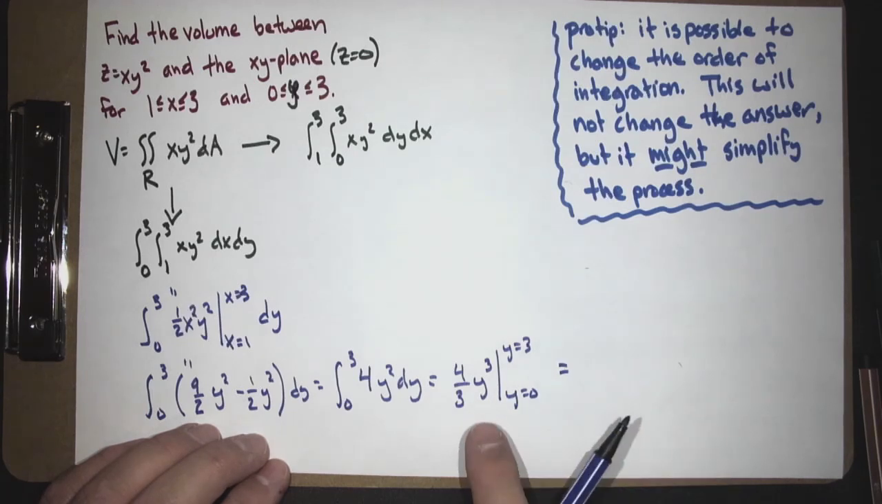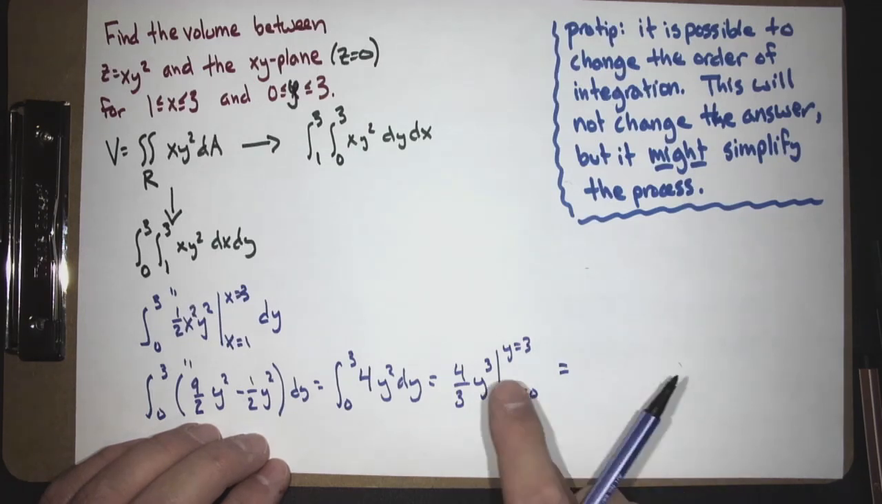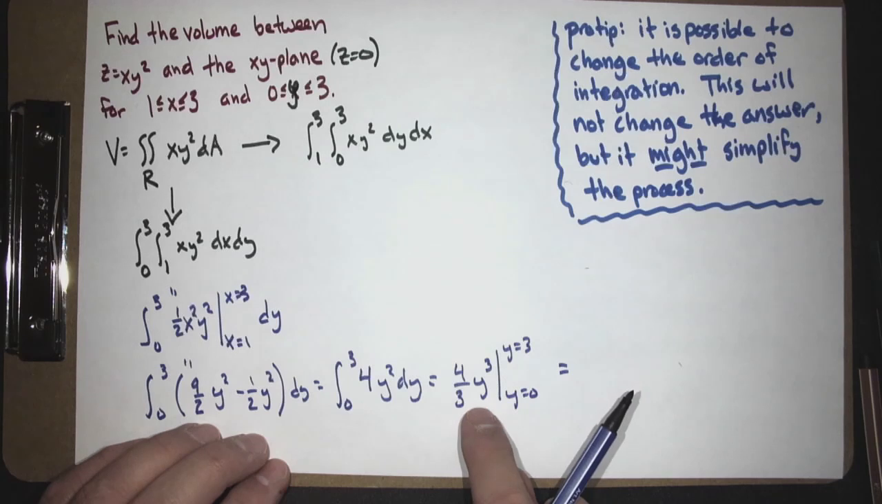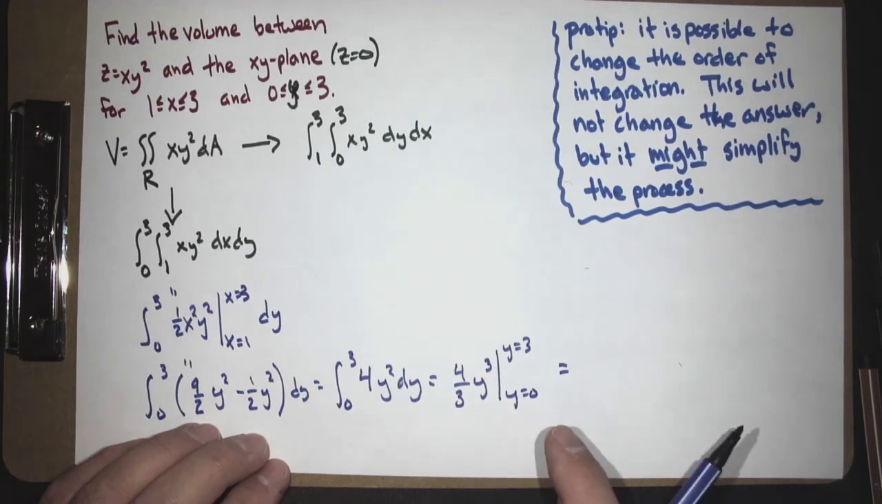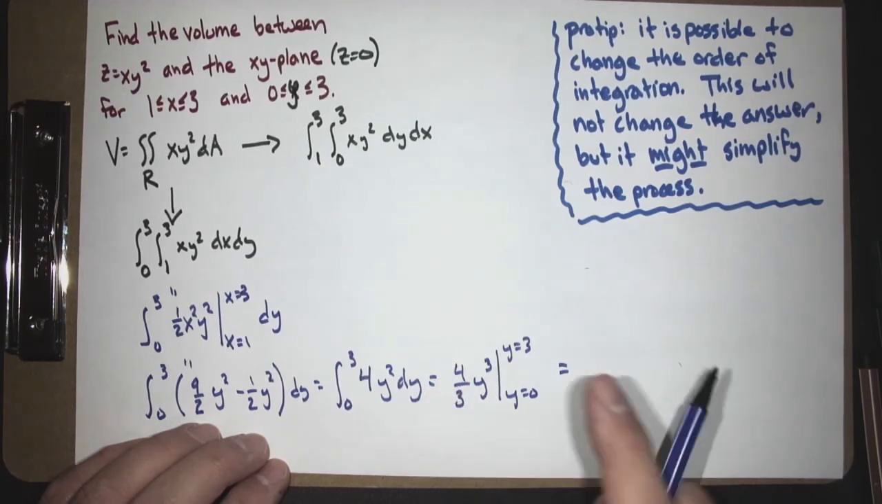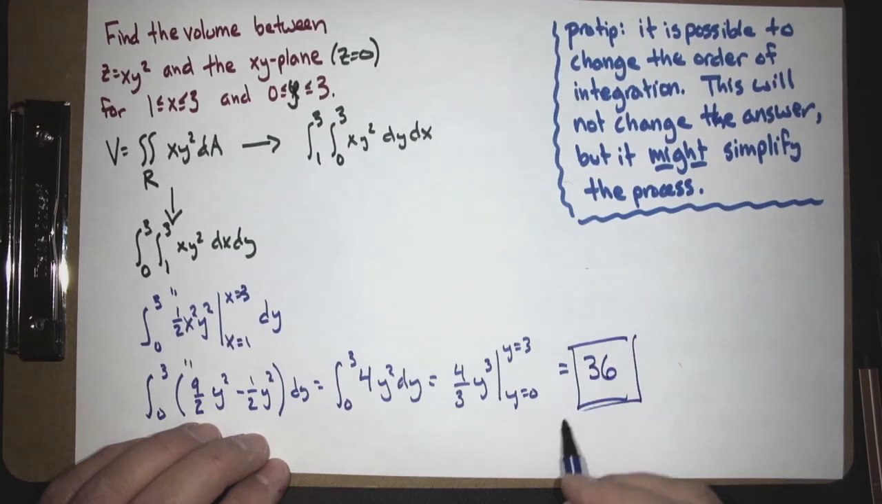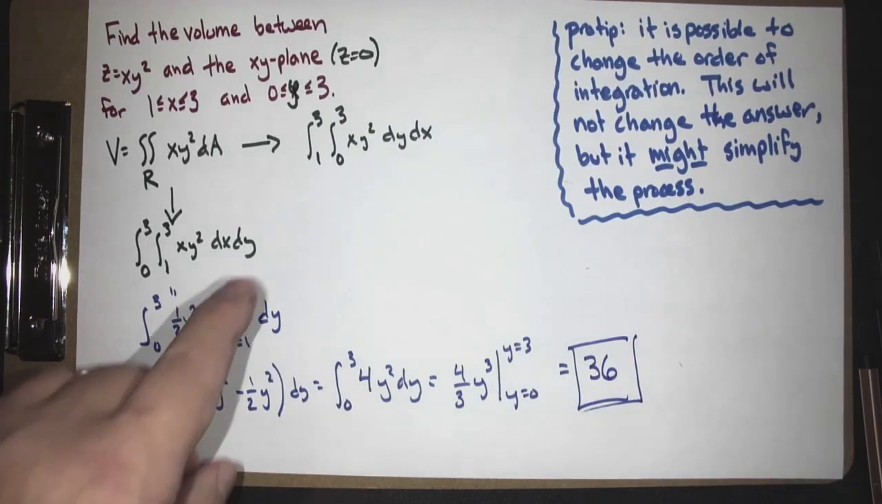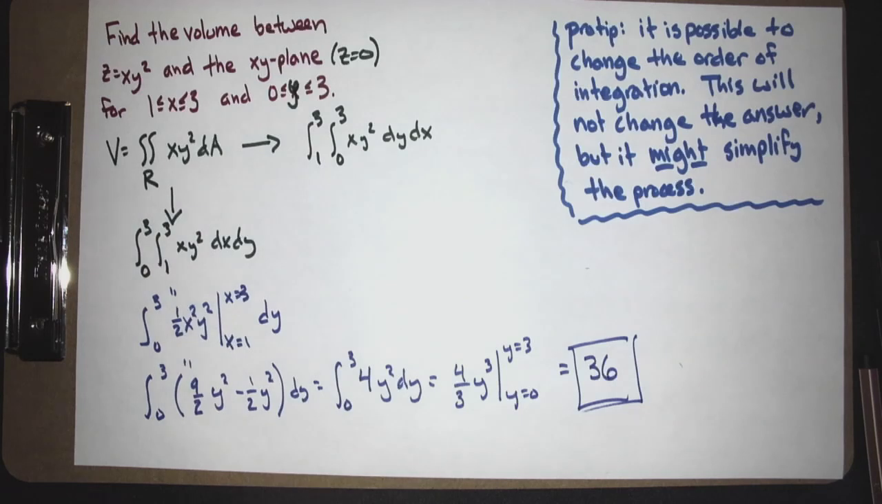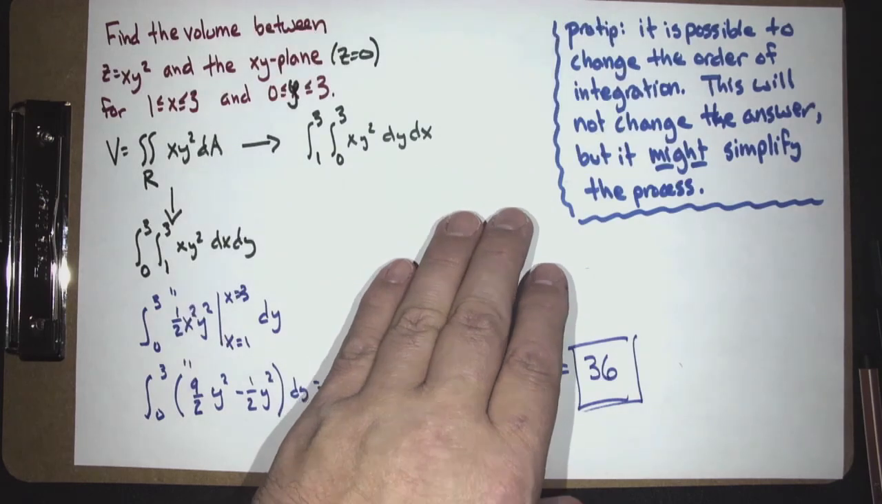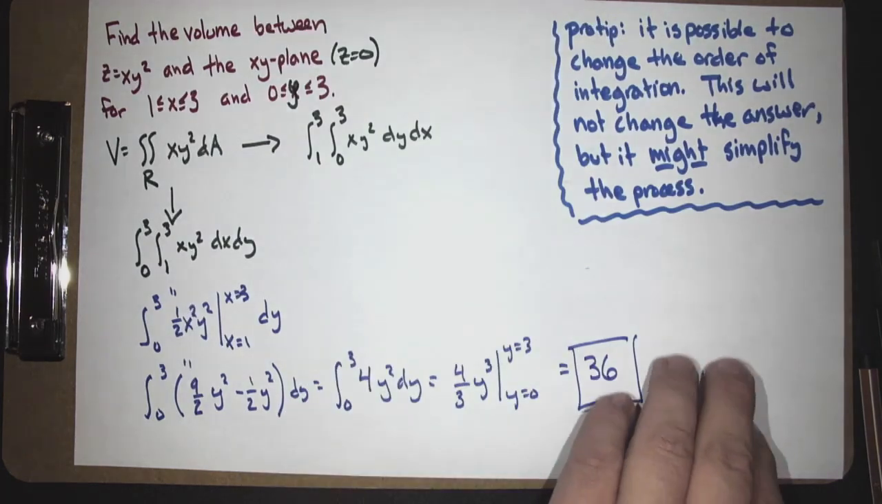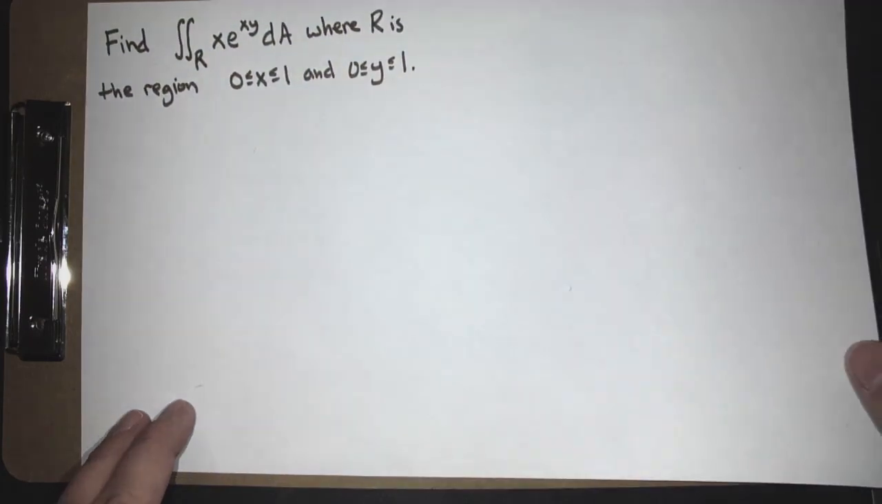What happens when we plug in 3? We'll get 27. 3 cubed is 27. We're dividing by 3. So that gives us 9. And don't forget the 4. So 36. And you can check. You will get the same if you do the other integral. All right. So, any questions? Okay. They were both easy.